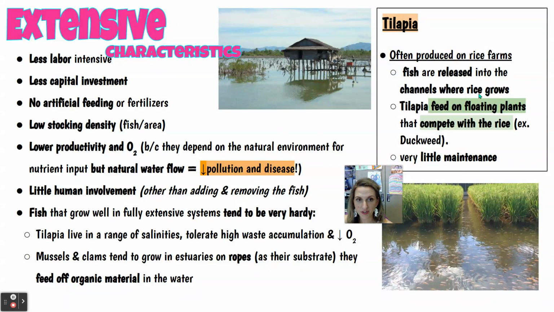One where you have a couple different trophic levels getting fed at once and helping each other is tilapia. Another example: they can grow really well on rice farms, and there's an example picture right below. Fish are released into these channels, and then they're also going to have the rice growing there as well. The tilapia will feed on the floating plants that are competing with the rice. Typically, it's like duckweed and other floating marine plants. Requires very little maintenance.